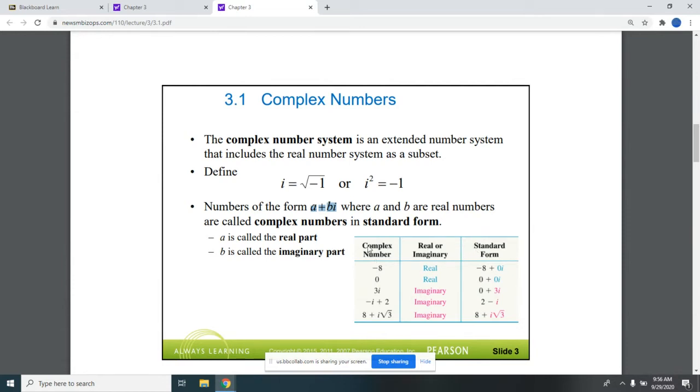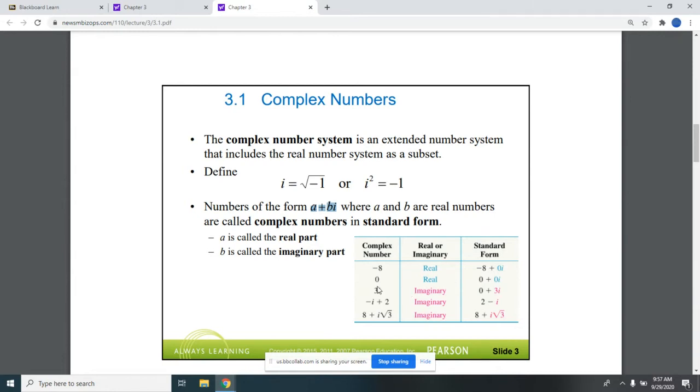All right. So here's a look at some numbers that are in standard form. In this chart, we have three columns. The first column shows us the complex number, and the last column shows that complex number in standard form. So for example, -8 can be written as -8 plus 0i, right? And -8 is a real number because it doesn't contain an imaginary part. Next we have 0. 0 can be written in standard form as 0 plus 0i. Once again, 0 is a real number.